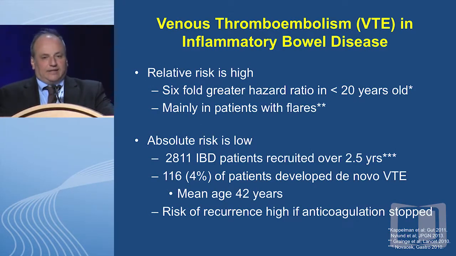So let's talk now more specifically about inflammatory bowel disease and venous thromboembolism in IBD patients. The first thing that I want you to know is the relative risk is quite high. Several epidemiologic studies suggest about a 6-fold greater hazard ratio, especially if you focus on young patients. Older patients get clots anyway, but young patients with IBD tend to have greater risk.